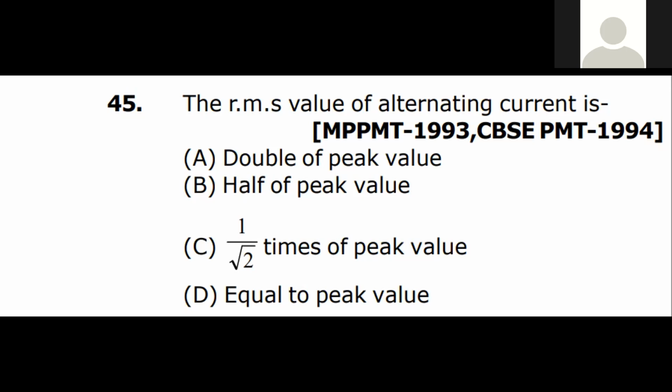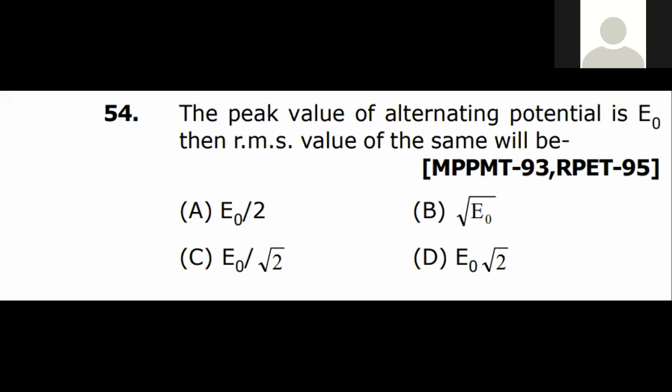What is the answer, sir? Sir, C. 1 by root 2 times of peak value. That is correct. As you can see, this same question has come multiple times. This again, it came this year, in MPPT, the answer is C. Yeah, see, same question here.